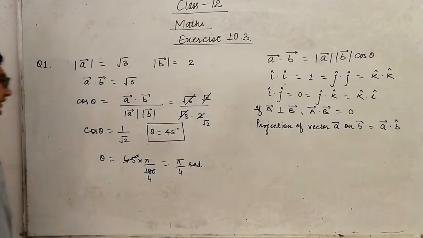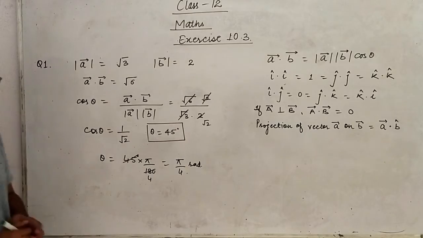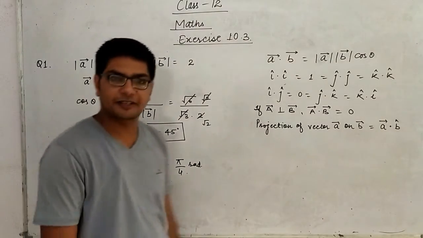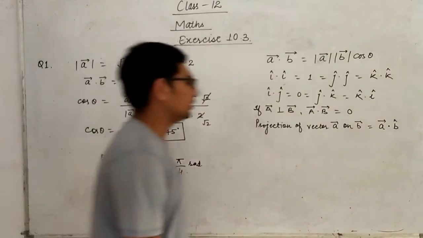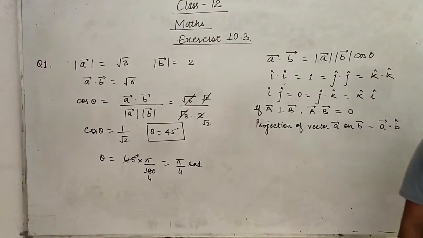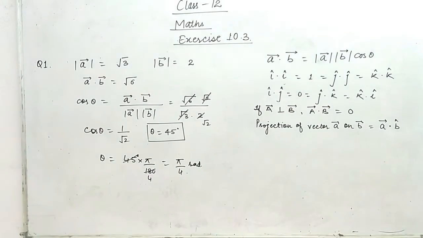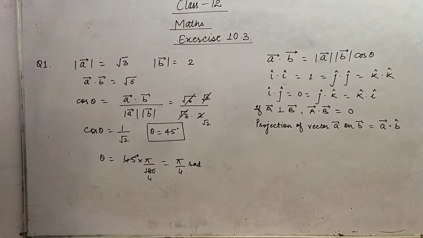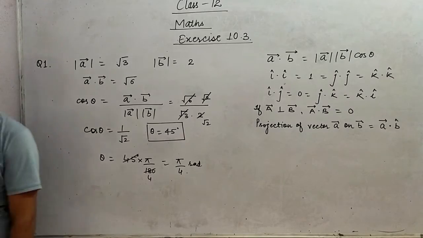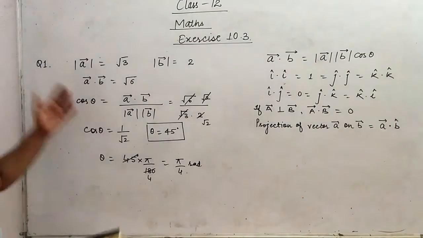So this is the value of theta, pi by 4 radian. You can just note the solution, you can note the various formulas. Now we will move to the next question, question number 2. In question number 2 we have to find the angle between two vectors. Okay, that's quite simple. Let me rub it.